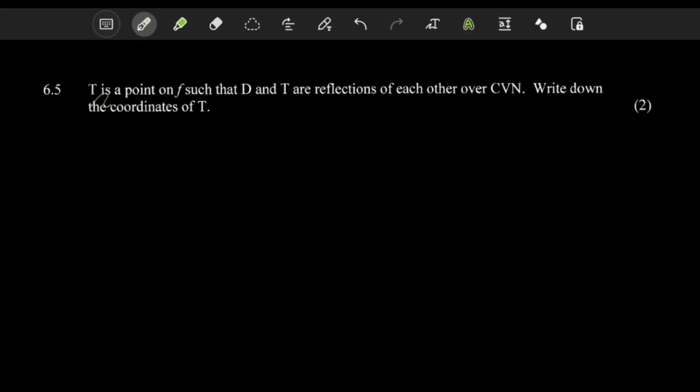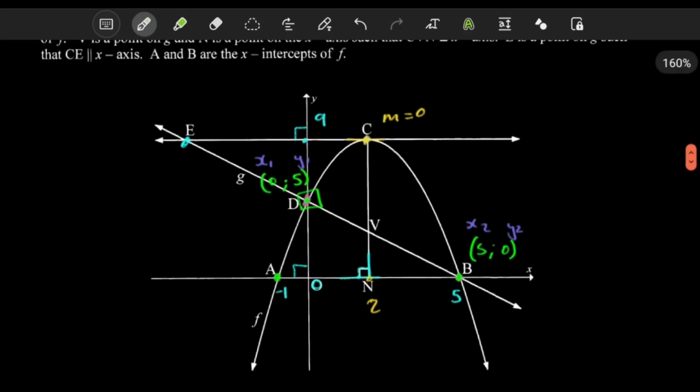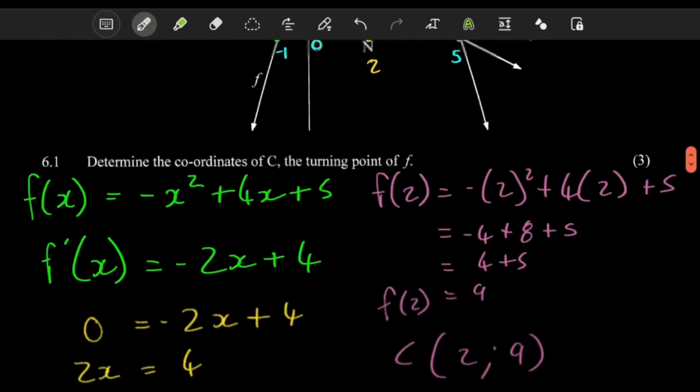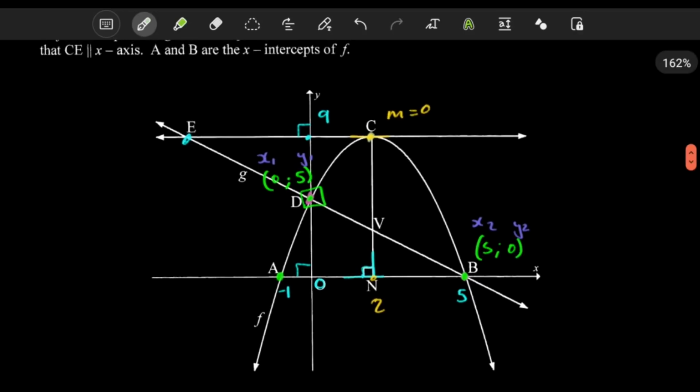It says t is a point on F. So you think to yourself, where is t? T is nowhere here. So the t that they're talking about, we kind of have to visualize it. But let's see.